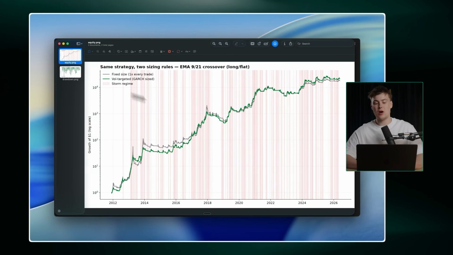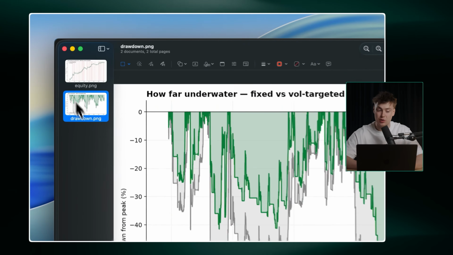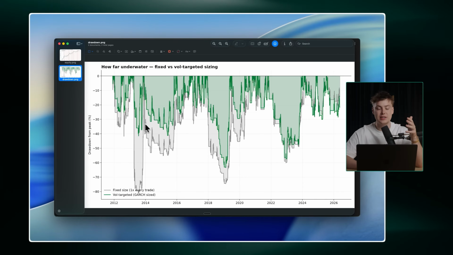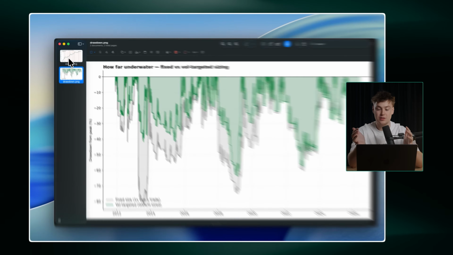apples to apples. All right, so you can see the growth of $1 from 2012 with the fixed size strategy on Bitcoin, which is the gray line, and then the volatility target GARCH size line, which you can see actually ends up marginally beating the fixed strategy on Bitcoin. And at the same time, the volatility targeted strategy from GARCH actually took less drawdowns than Bitcoin in the meantime as well.